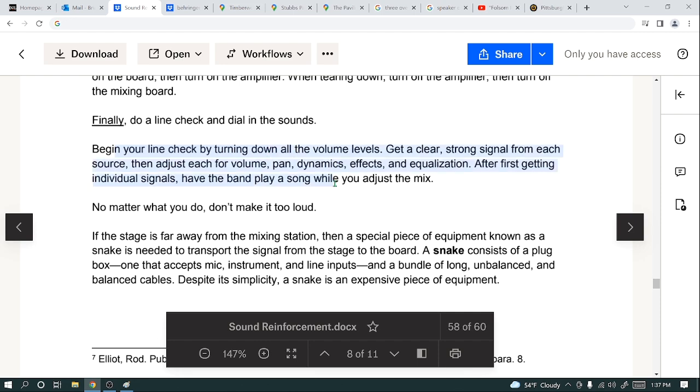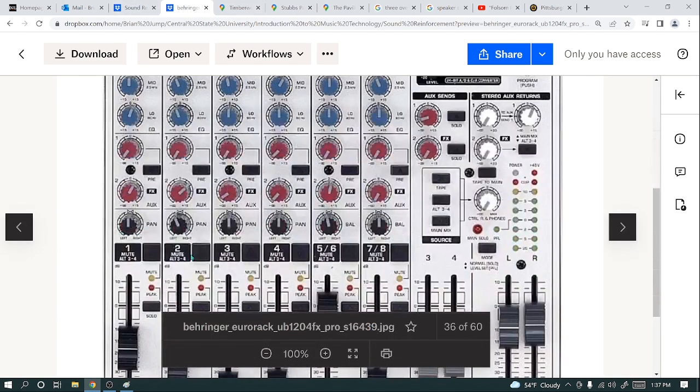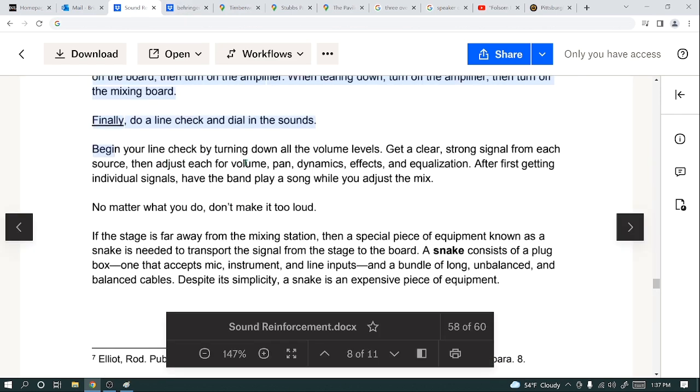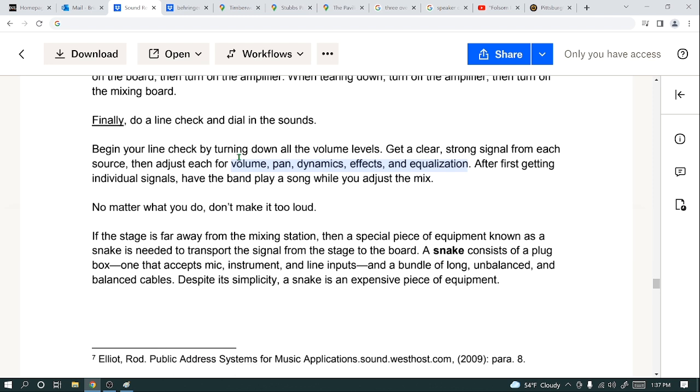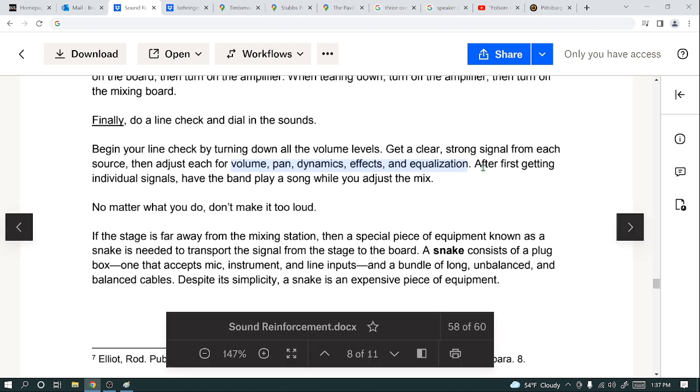So do it by turning down all the volume levels, down, down, down. You don't want obnoxious feedback blasts. And then get a nice strong signal from each source. And then adjust them for volume, pan, dynamics, effects, and equalization, just like you do when you're mixing. The difference is you're not mixing for finality. You're mixing for the purposes of broadcast, public address.